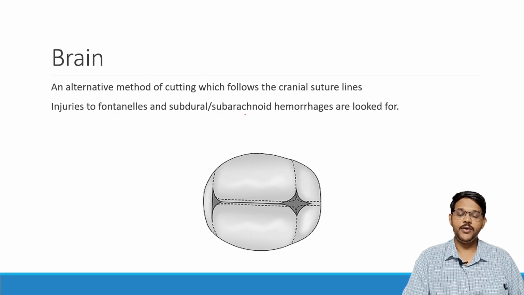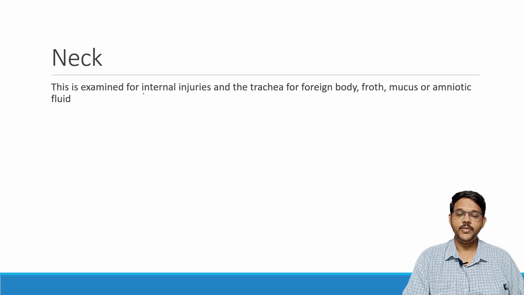An alternate method is used where the incision is taken along the sutures, like the coronal and sagittal sutures. After the incision, the skull is removed and examined for subdural hemorrhages and subarachnoid hemorrhages, and any clot formation has to be noted. The neck is examined for internal injuries. Take care to note foreign bodies, froth, mucus, or any amniotic fluid.